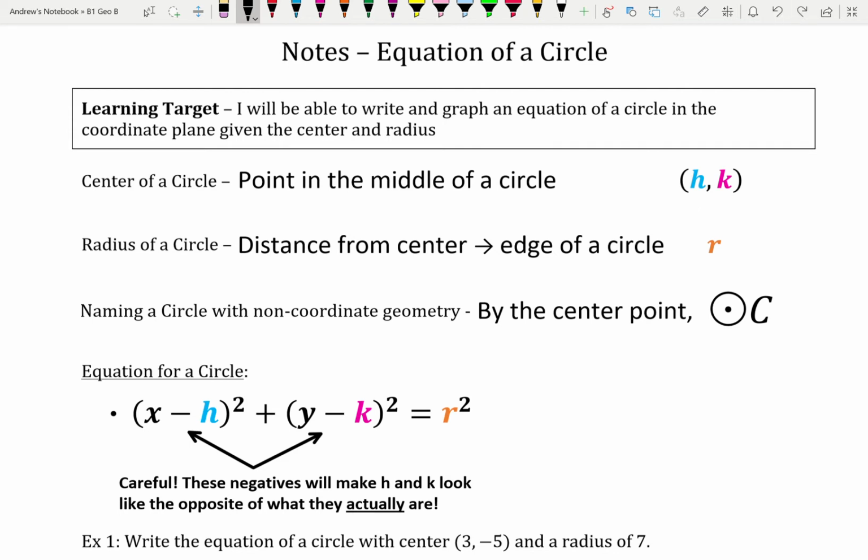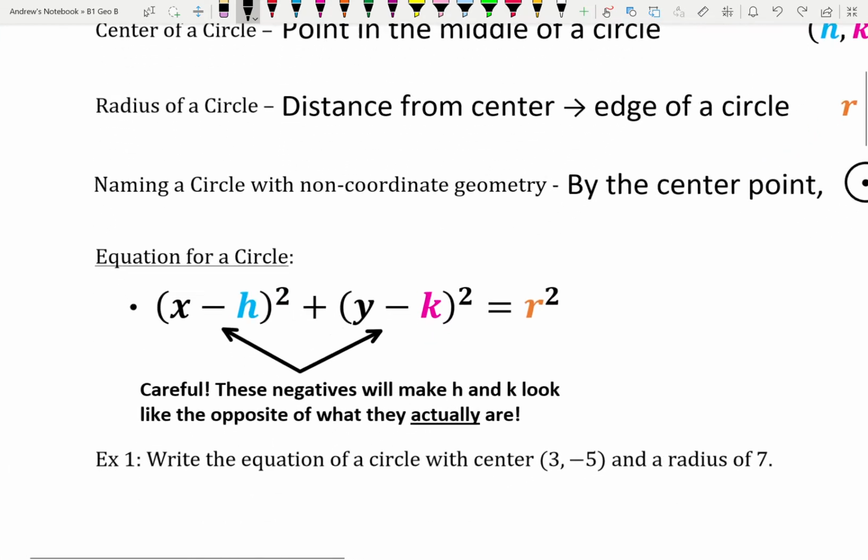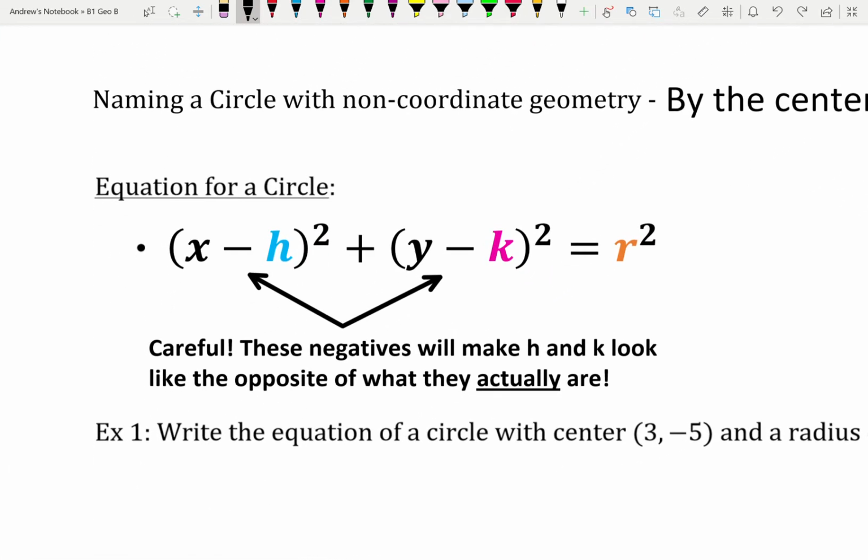The way that we use those is we can do the equation for a circle pretty much like this. It's (X minus H) in parentheses squared plus (Y minus K) in parentheses squared equals R squared. So there is that little note there: those negatives, X minus H and Y minus K, are going to make H and K look like the opposites of what they actually are. It's a little bit easier to see when we get into a problem, which we will do in a second.